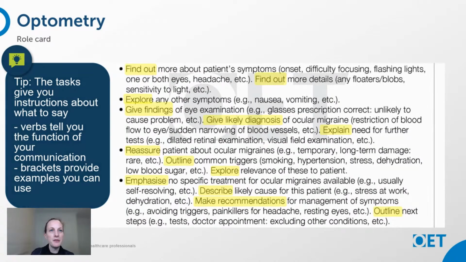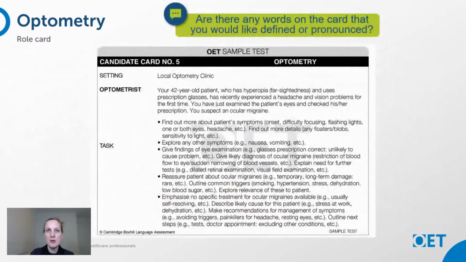And briefly, let's run through those 3 important questions that I think you should all consider, whatever your profession, every time you look at a new role play card. The first one is whether you need to ask the interlocutor for any words to be defined or pronounced for you. I think on this card, they are all pretty routine for an optometrist. But if there is anything that you feel uncomfortable with, it's always best to ask during the preparation time.